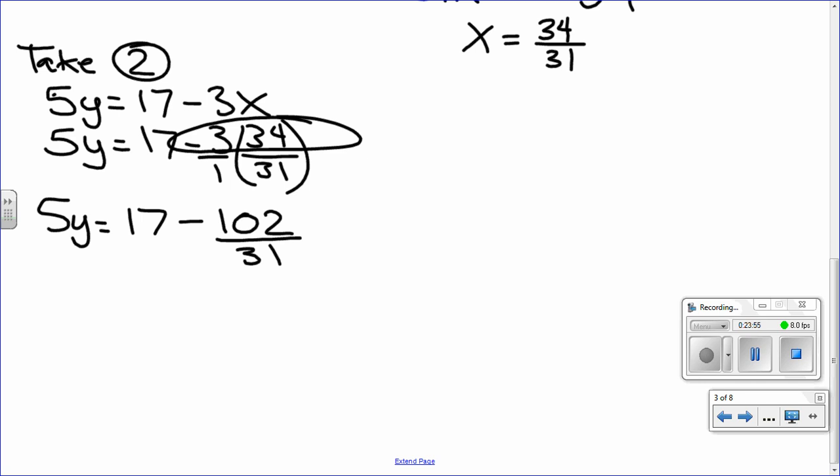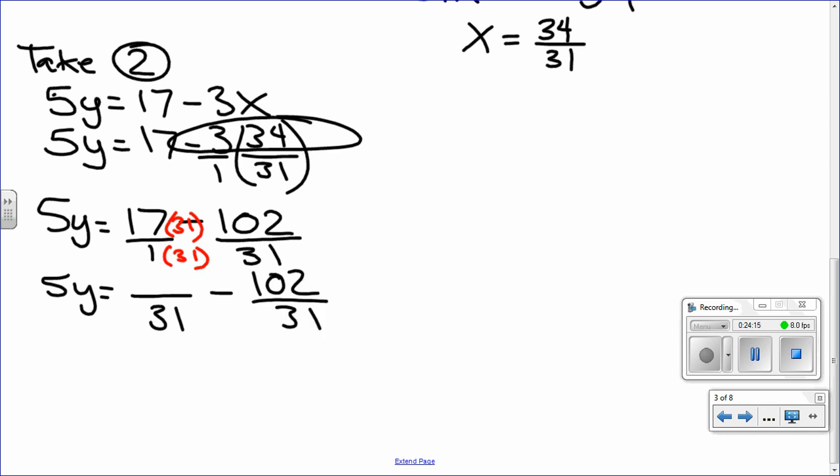Here we know we have a denominator of 1, so we needed to have a 31, right? We can only get that by multiplying top and bottom by 31. So if we do that, does anyone multiply 31 times 17? It's 527. So then 5y is equal to, and then can someone subtract 527 minus 102? It's 425 over 31. Can you see if that's divisible by 31? It is not. Okay, so that's fine.